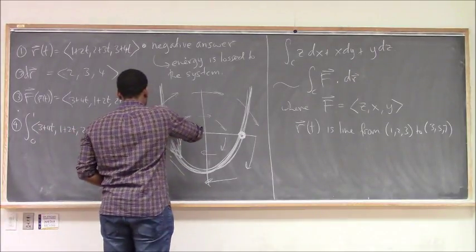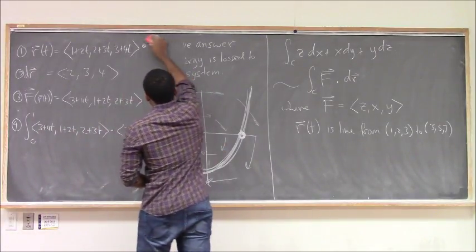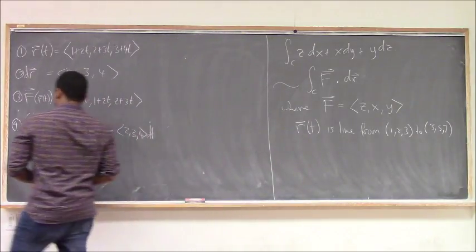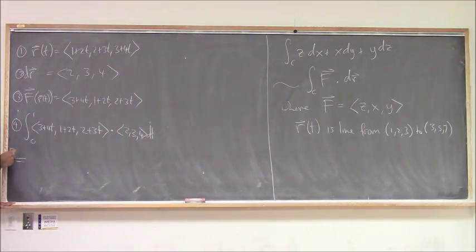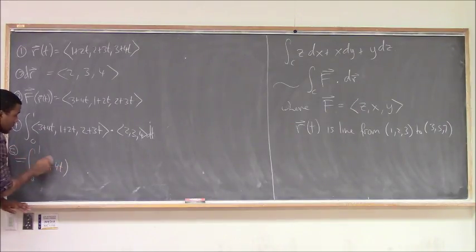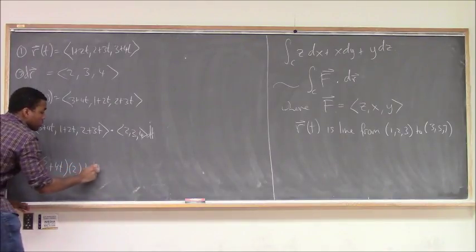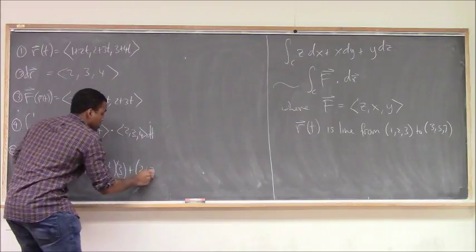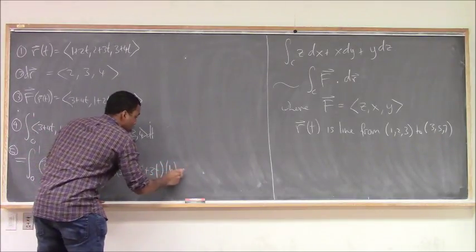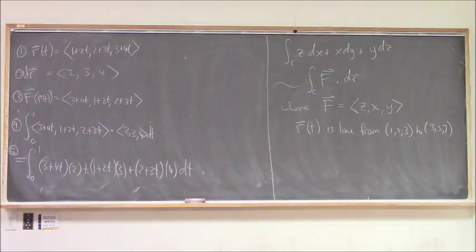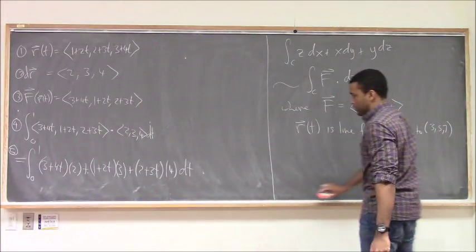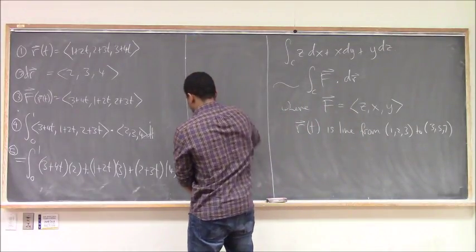And what you've realized from doing that is, now we're going to integrate 3 plus 4t times 2, plus 1 plus 2t times 3, plus 2 plus 3t times 4. You realize that's exactly the same integral we set up last time. It's actually a different notation.